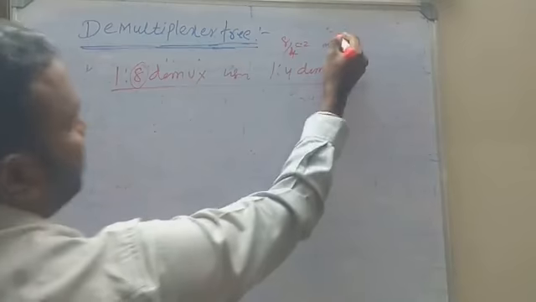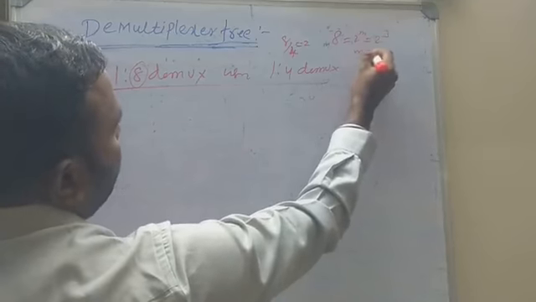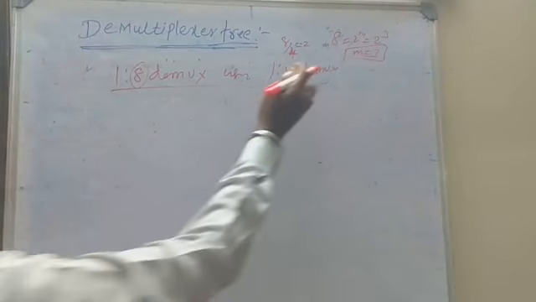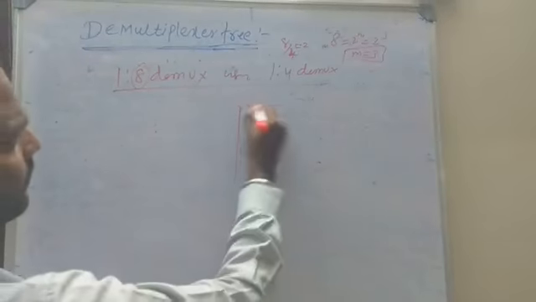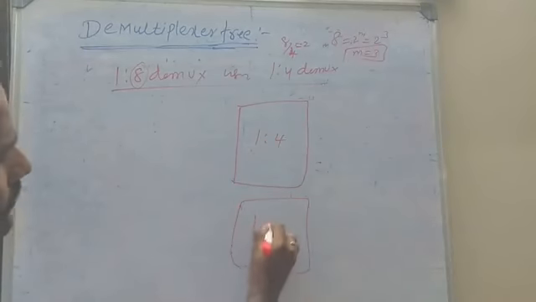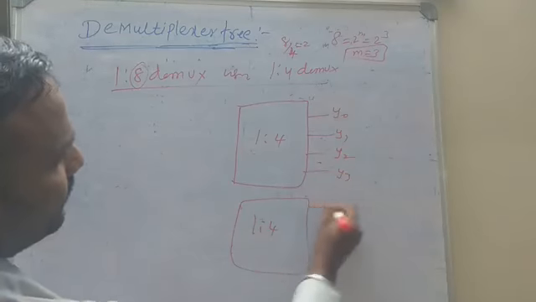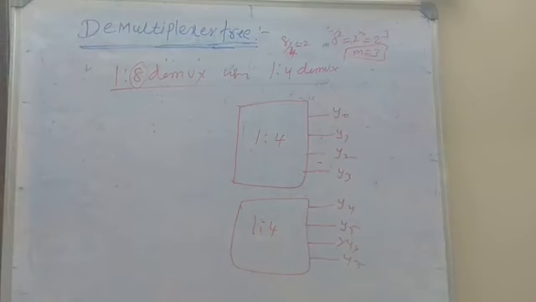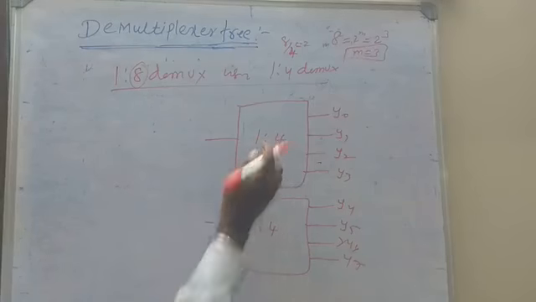But how many selection lines are required here? 8 is equal to 2 power m, that is equal to 2 power 3. So m is equal to 3 selection lines are required for designing this 1:8 demux. Okay, now how many demuxes are required? That is 8 divided by 4, that is 2 1:4 demuxes. First we just draw the 1:4 demux, and here also 1:4. So you will get what? 4 outputs each, y0, y1, y2, y3, y4, y5, y6 and y7. Okay, totally 8 outputs are there. And here you are getting what? 2 inputs, one for first demux and another for second demux.